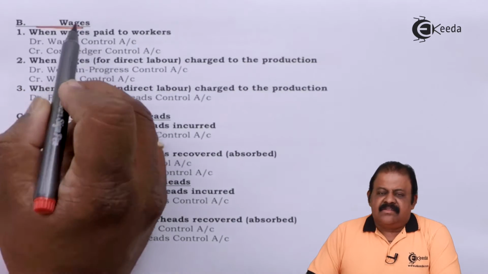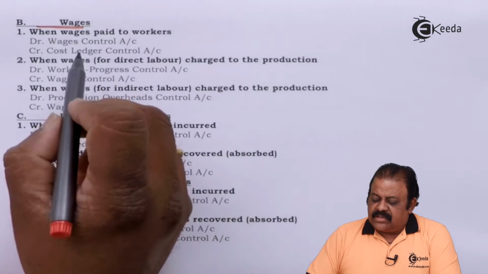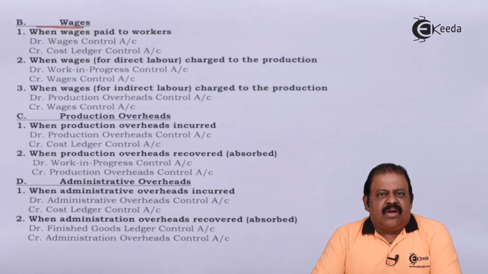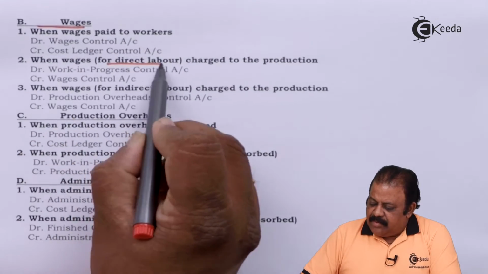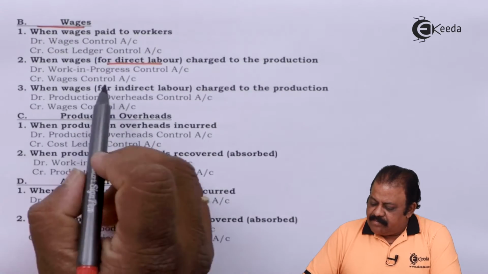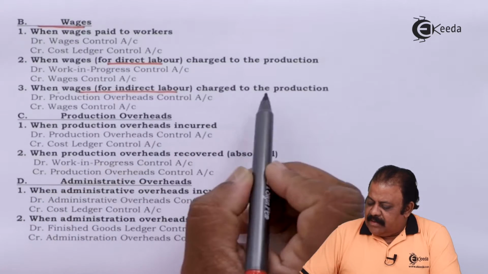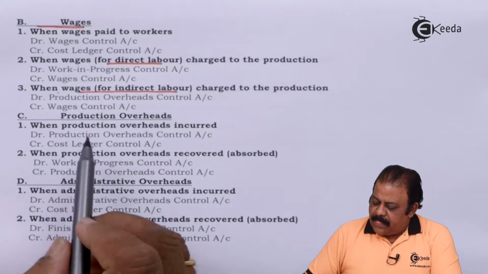Now let us see entries relating to labor wages. When wages are paid to workers, it's an expense. Wage control account will be debited and cost ledger control account will be credited. When wages for direct labor are charged to production, work in progress control account will be debited, wage control account will be credited. When wages for indirect labor are charged to production, it will be treated as production overheads. Therefore, production overheads control account will be debited and wage control account will be credited.